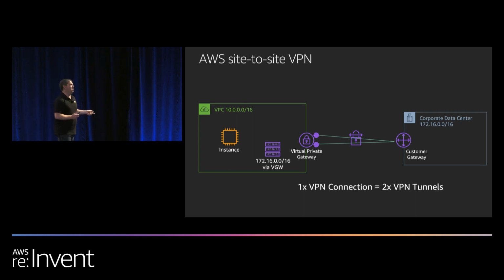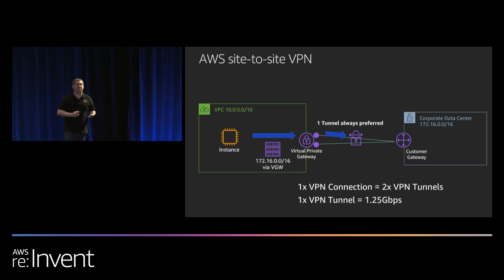So now we have the ability to pass traffic end to end. One other thing I did just want to call out about this type of VPN connection to the virtual private gateway is each of those tunnels is 1.25 gig per second. Now, from an AWS perspective, when we send traffic to you, we actually treat these as a failover pair. And that means that we use one of these paths as the primary. So when you're using a site-to-site VPN with the virtual private gateway, the maximum bandwidth on that VPN connection is 1.25 gig per second.